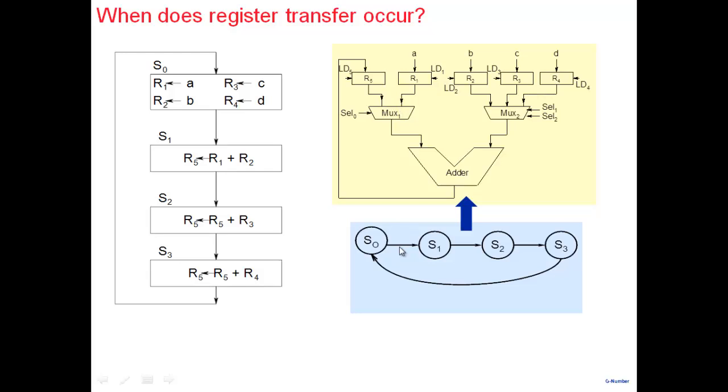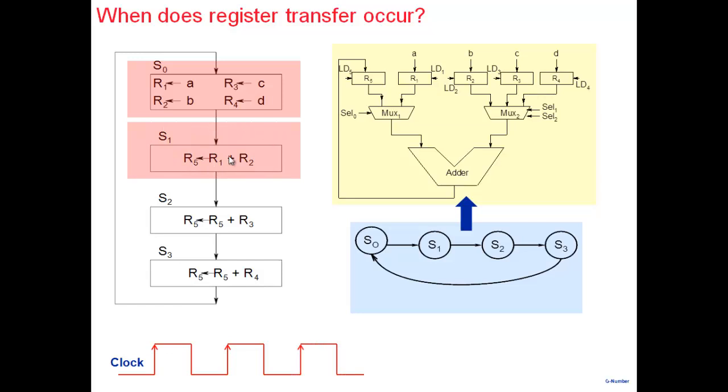Now, a question that arises when I write a statement like this, R5, R1 plus R2 are added together, and the result is put in register number R5. Now, when does this occur? When does the register transfer actually occur? So, for example, state S0 is in the first clock cycle, state S1 is in the second clock cycle, and so on and so forth, right? So let's look at this particular one. When does the transfer actually occur?